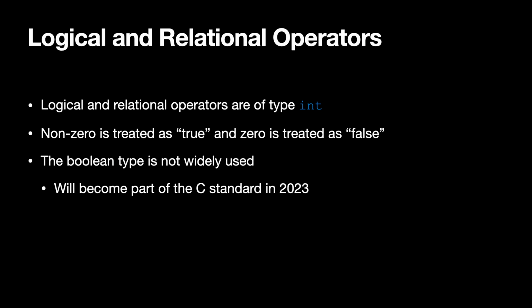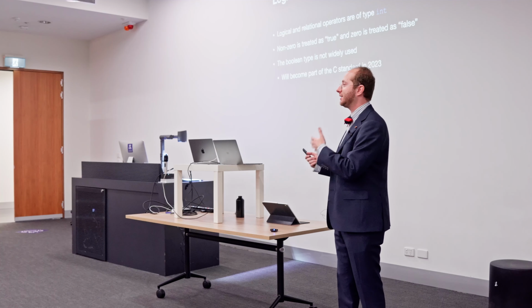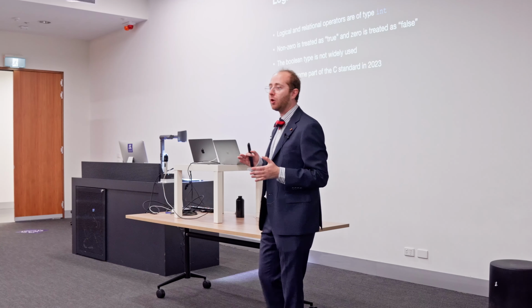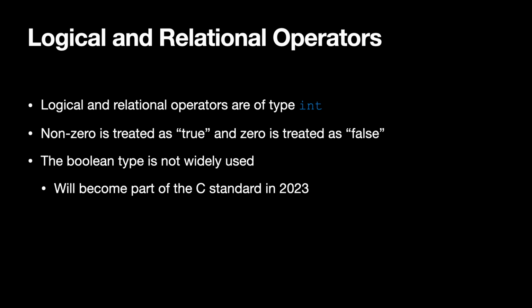So C, like other languages, has logical and relational operators that let you do comparisons. So are these things equal? Is one thing greater than the other? Are these things not equal? C is interesting because in most instances, comparisons will, under the hood, resolve to either a 0 or a 1. And as you can see up here, non-zero in a comparison is treated as true, and 0 is treated as false. There is a Boolean type in C, like in Python, something that's equal to true or false.